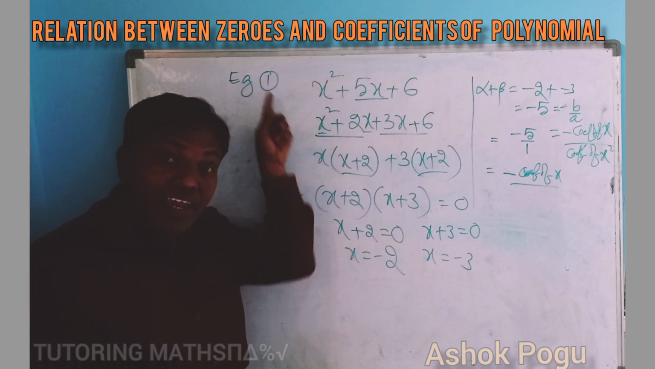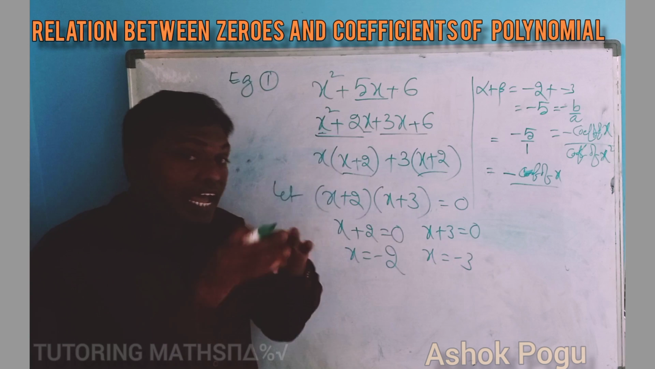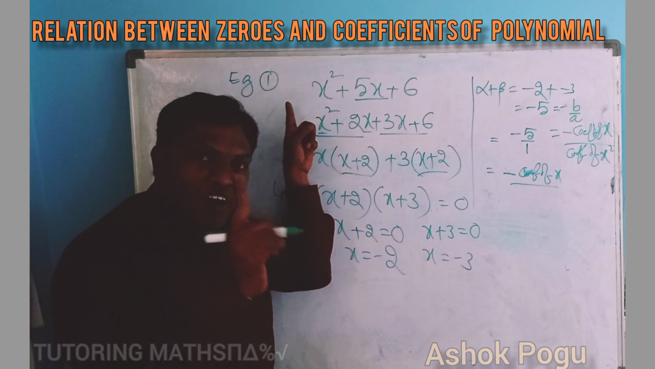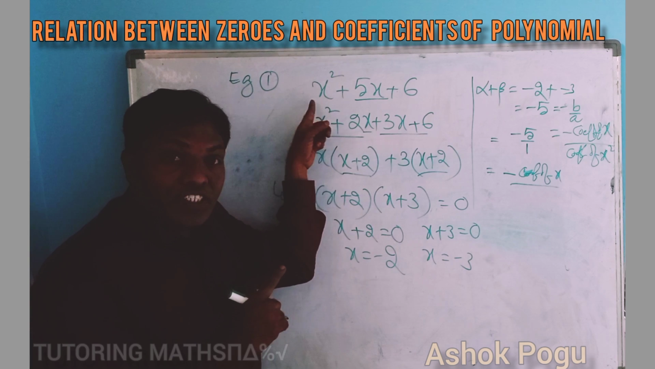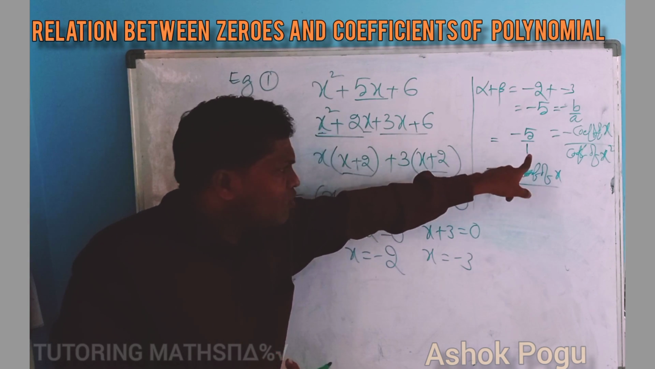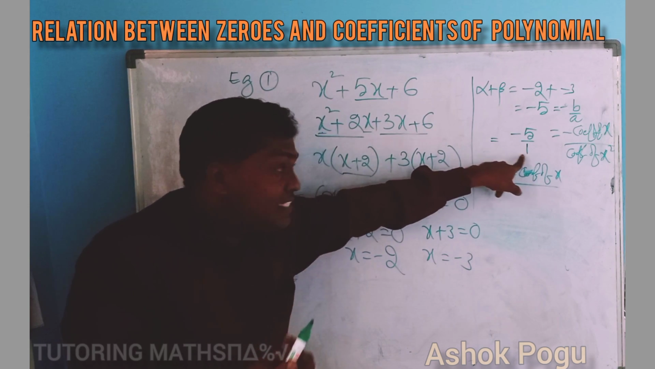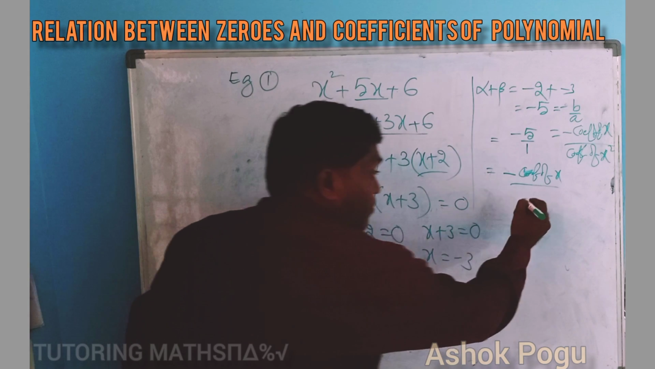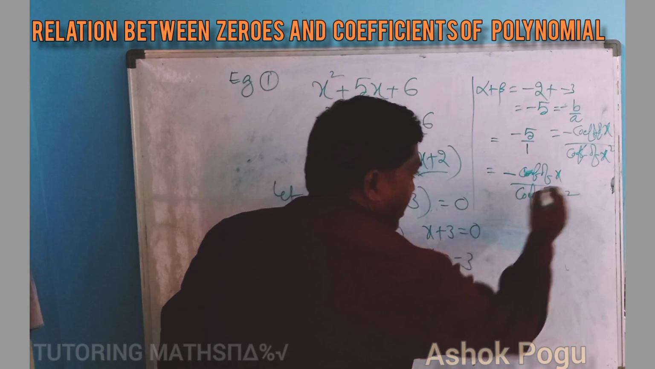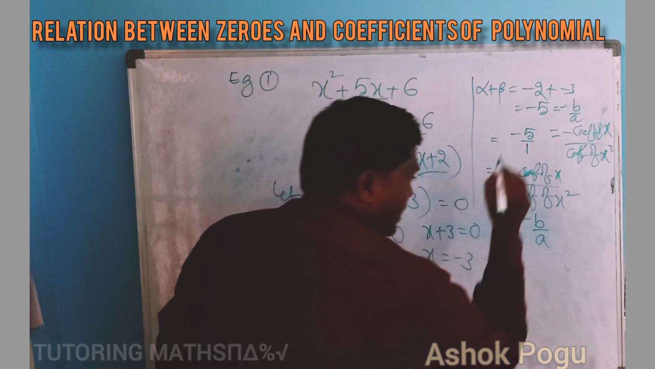Check the given polynomial. What is the coefficient of x square? Actually, there is no written coefficient of x square, which means 1 is the coefficient of x square. Yes, we got the same answer. We got 1 as the coefficient, 1 as the result. Coefficient of x square means it is minus b by a.